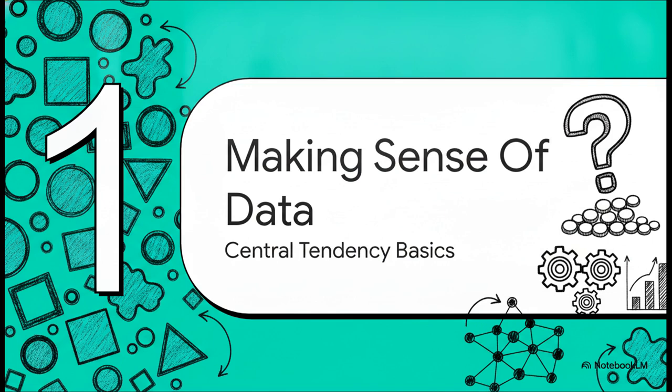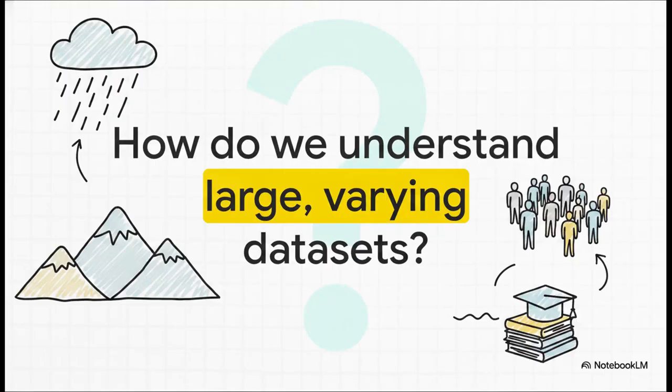What do we actually do when faced with massive amounts of varying data? Think about measurable stuff in the real world for a second. Rainfall, elevation, population density, or even levels of educational attainment. These things just vary wildly, right? When you're staring at thousands of different measurements, your brain is literally begging for a way to comprehend the big picture. I mean, you obviously can't just memorize every single data point. We absolutely need a reliable way to summarize them effectively.